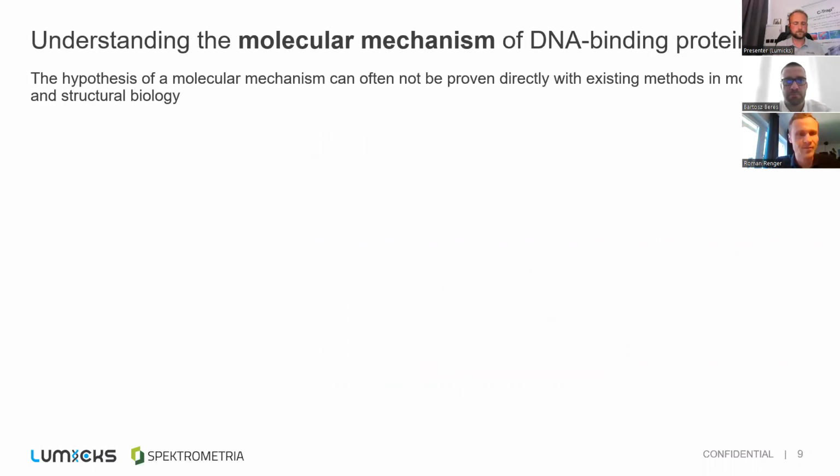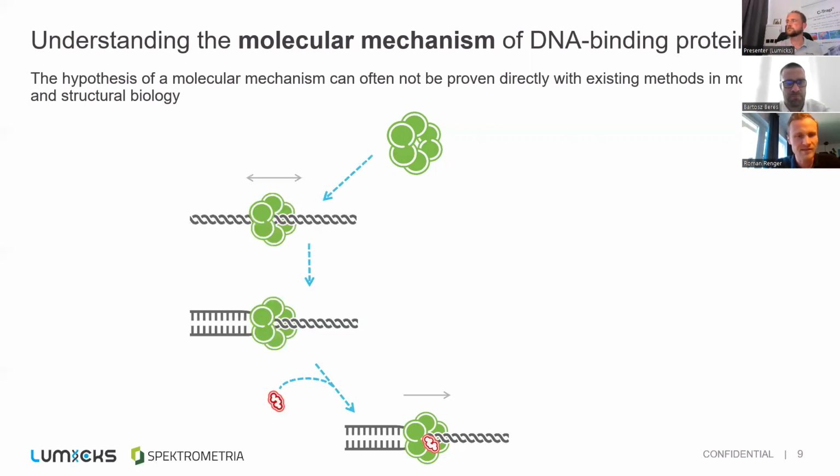So typically, the hypothesis of a molecular mechanism cannot be proven directly with existing methods in structural and molecular biology. What I mean with that is the following. Imagine you have a molecule such as a helicase, and you know that this helicase is teaming up with some cofactor, and you know it's directionally opening up DNA. But it's not really clear how this happens. It could either be that the protein binds to DNA, it lands there, it diffuses back and forth. At some point, it encounters an already opened part of the DNA and then binds the cofactor and really starts to directionally open the DNA.